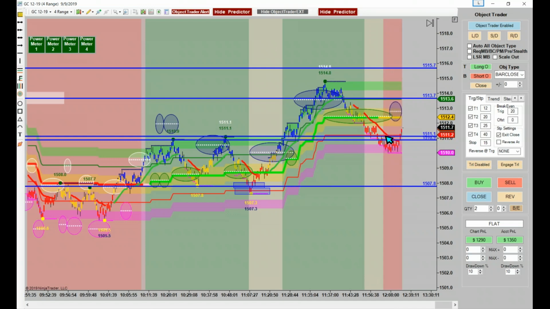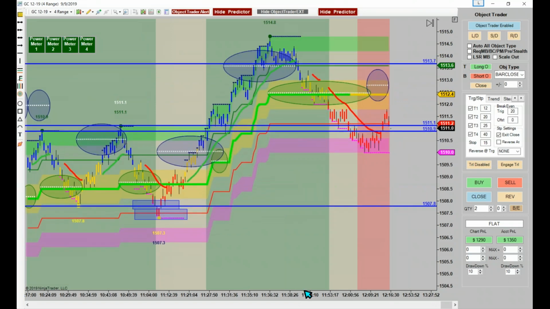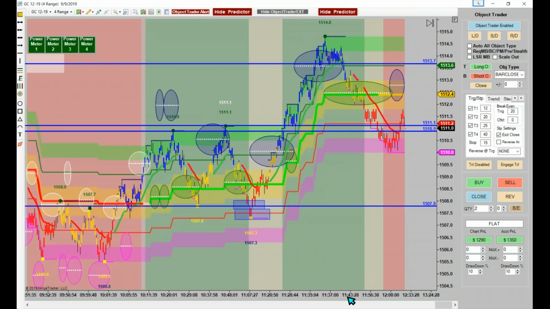Yep. And you got stopped out. Little scalp, though, wasn't it? That's looking to the left to trade the right, and I think everybody should be able to do this.